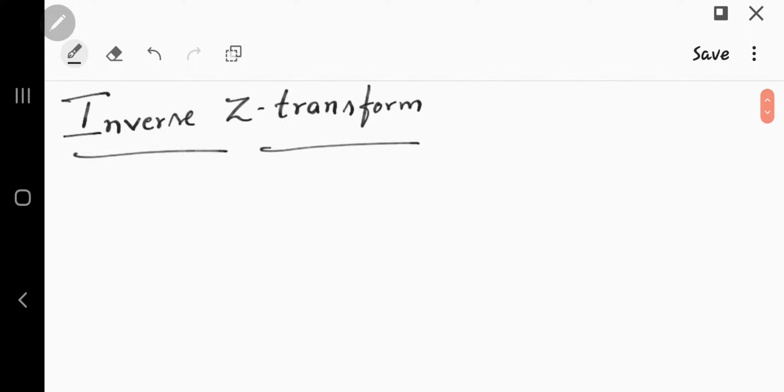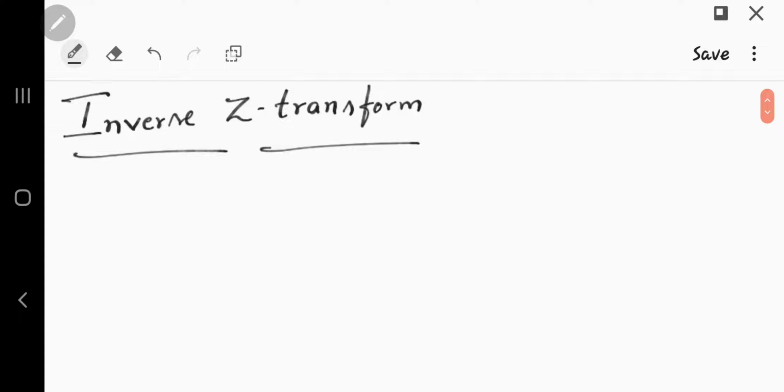Hello students, in the previous video we discussed some of the examples on the properties of Z transform. That means we took some examples on how the properties of Z transform can be used to find the Z transform of the given signal. Now in this video we are moving to the next topic, that is inverse Z transform.